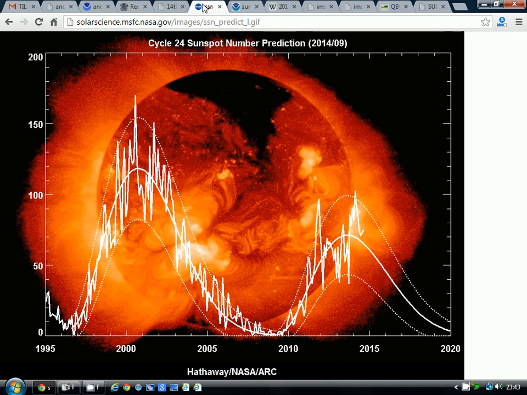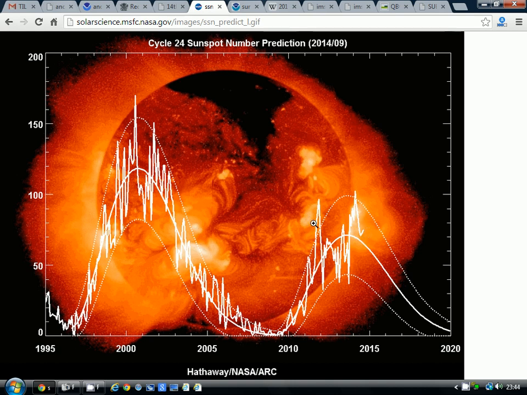Now, you're familiar with this chart, I'm sure. This is from NASA. It's the solar cycle 24 sunspot number prediction. It was actually updated at the start of September, taking into account the solar activity that occurred during August. At that point, we'd had the spike up that occurred at the start of 2014 in the winter, a drop down through the spring, and then up to August we were spiking up a little bit once again.